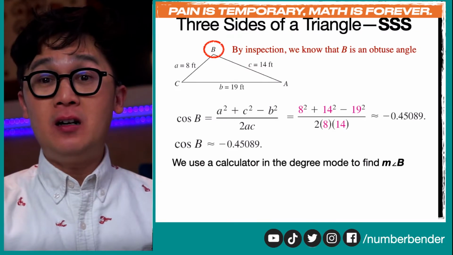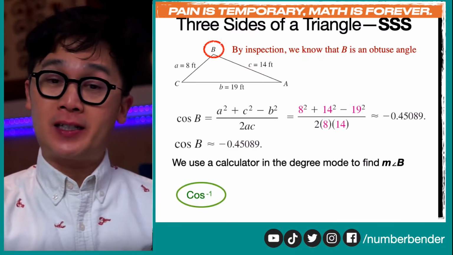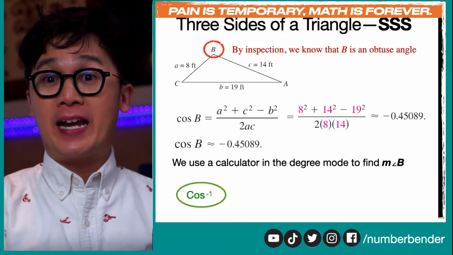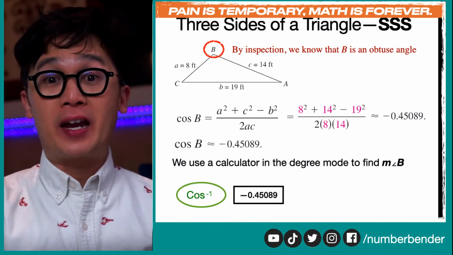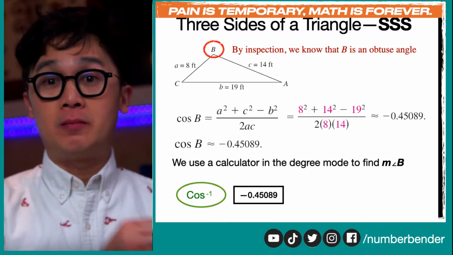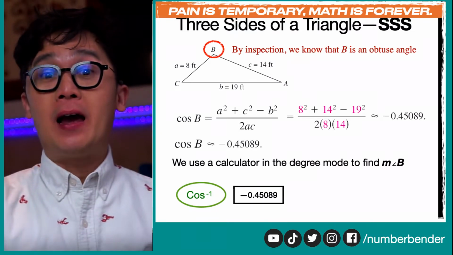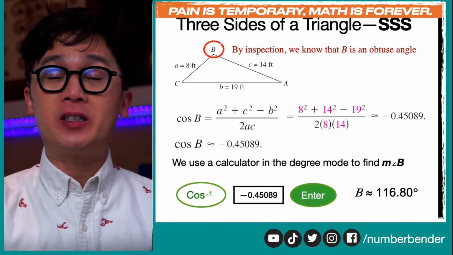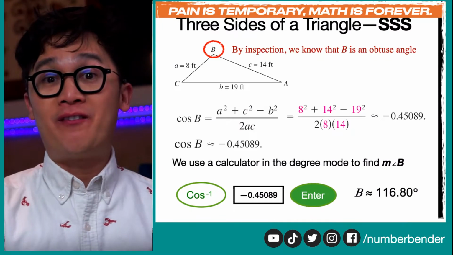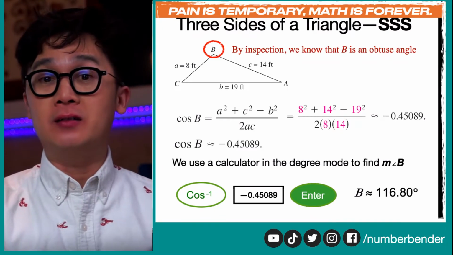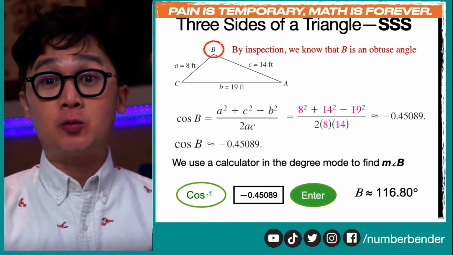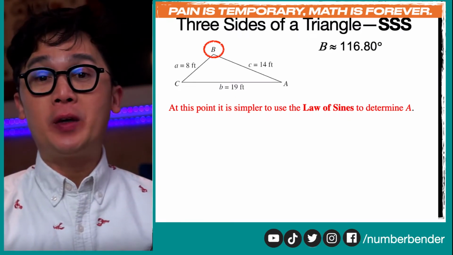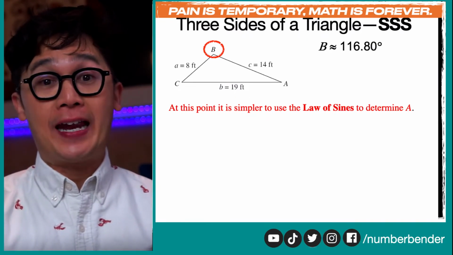So using your calculator to find the measurement of B, shift cosine, or cosine inverse, and then the value of negative 0.45089, which is our cosine B in our solution from our formula. By pushing enter, you'll be able to get 116.8, which is the degree measure for our first angle on our oblique triangle. So now that we know our angle B, which is 116.8, we're going to be using the law of sines this time so we can find the value of angle A.